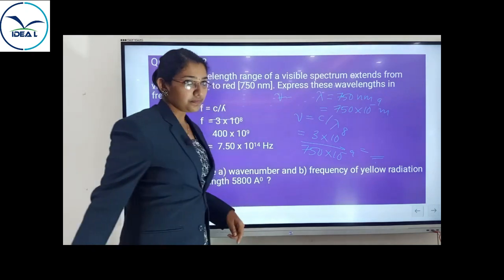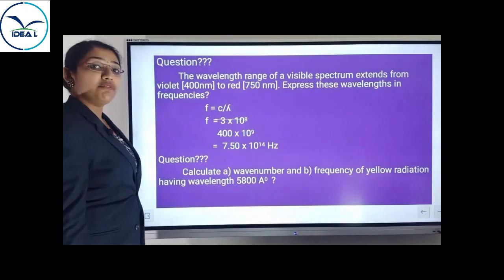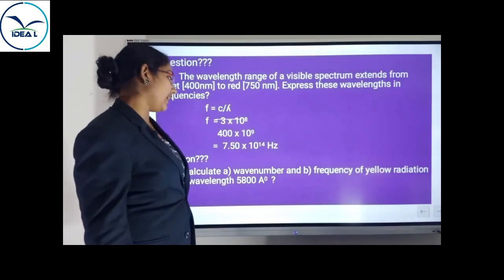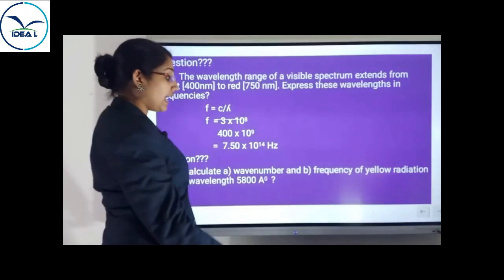Next question: calculate the wave number and frequency of yellow radiation having wavelength 5800 Angstrom.